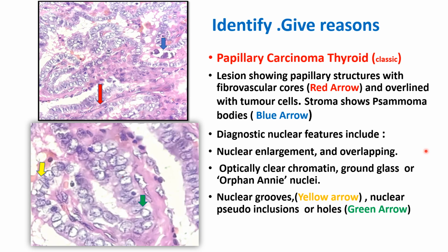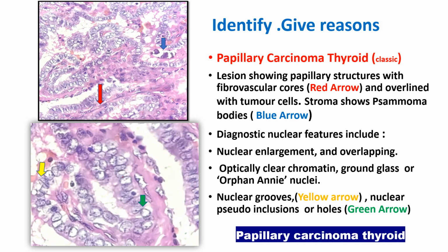The diagnostic nuclear features include nuclear enlargement or overlapping as seen here, optically clear chromatin or ground glass appearance, or what are known as Orphan Annie nuclei like this, this and this. Then nuclear grooves as depicted by the yellow arrow, and you can see some nuclear grooves here also, and the green arrow showing the holes or the pseudo inclusions in the tumor cells. So the diagnosis: papillary carcinoma of thyroid. Very easy slide.